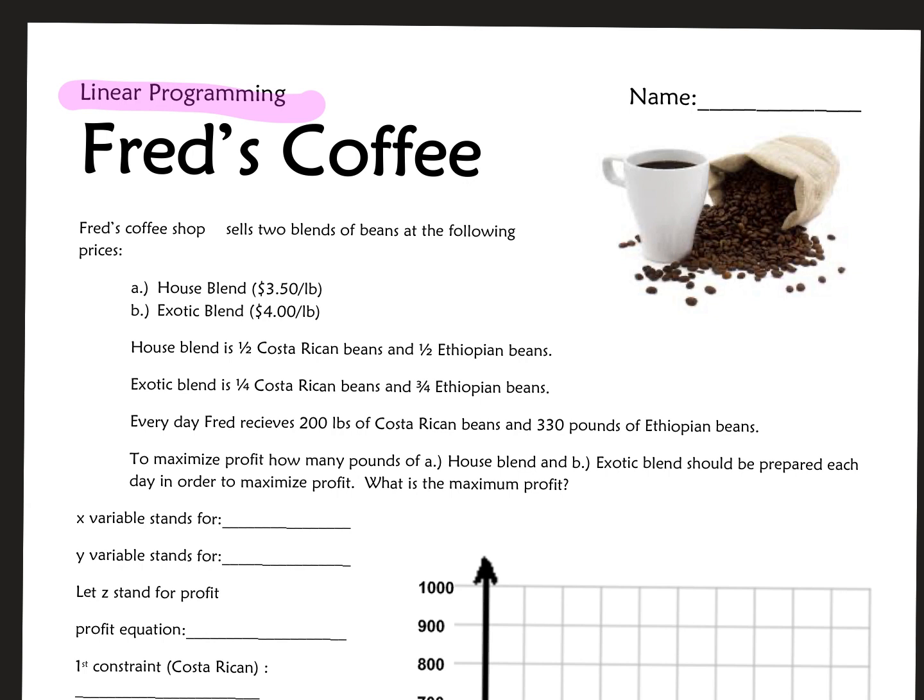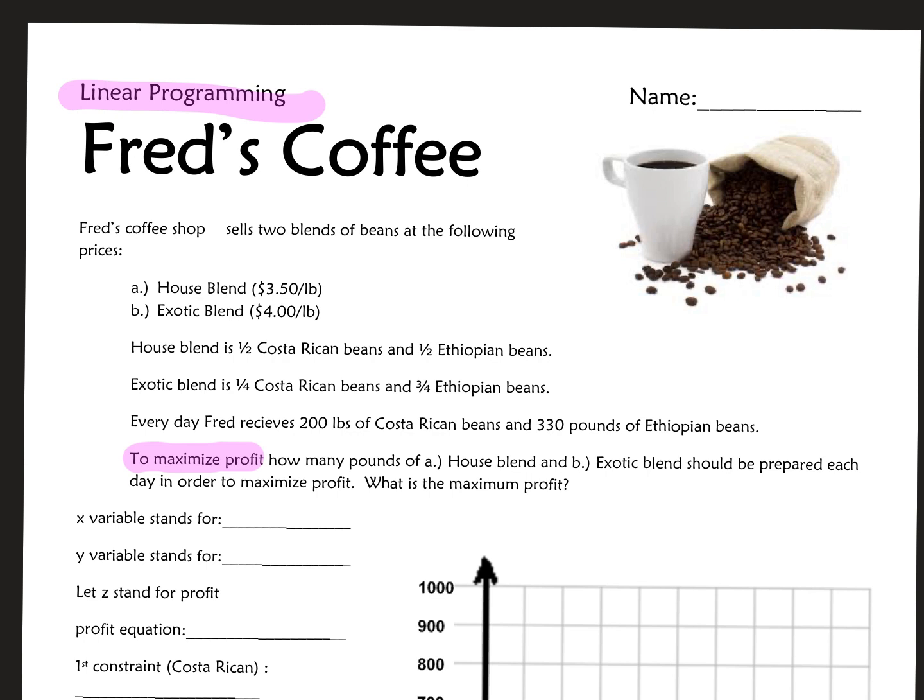And so apparently Fred's got a coffee shop, gives you lots of information about how much he charges for the two blends that he sells and how much of each type of bean is involved in making each blend, how much he gets delivered every day. And our goal in this problem is to do something called profit maximization. Like, why are you in business? Probably more than likely to make money, right?